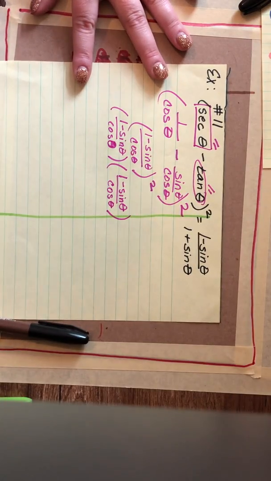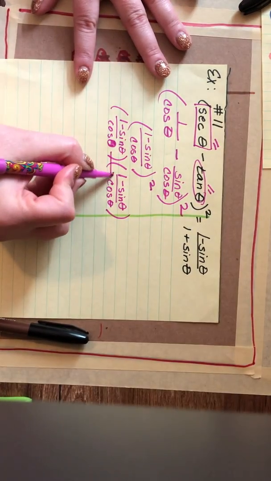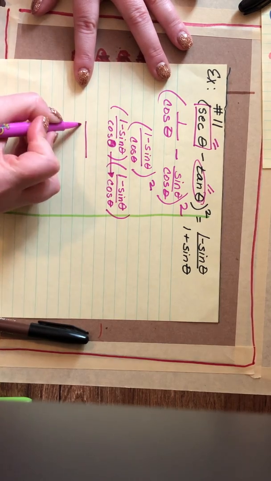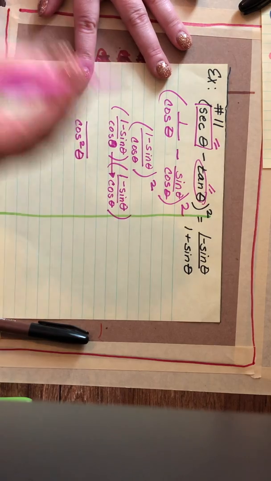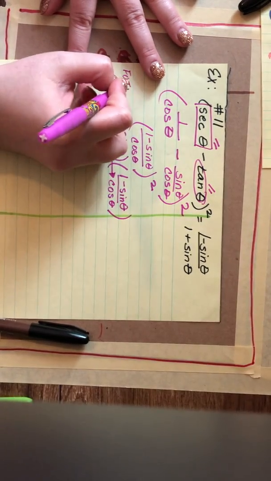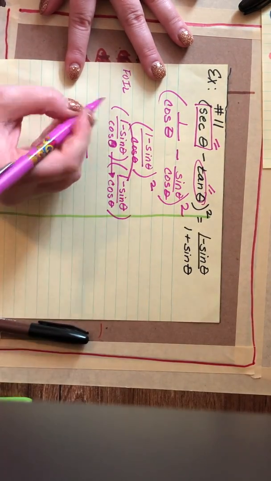Okay, now we have to multiply it. These bottoms multiply to cosine squared theta. The top multiplies, so we FOIL it. Let's see. 1 times 1, 1.